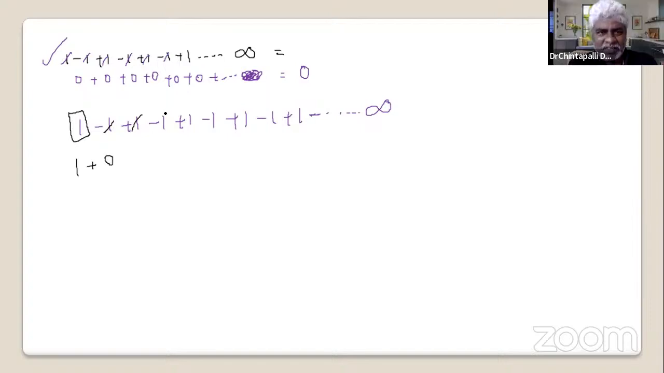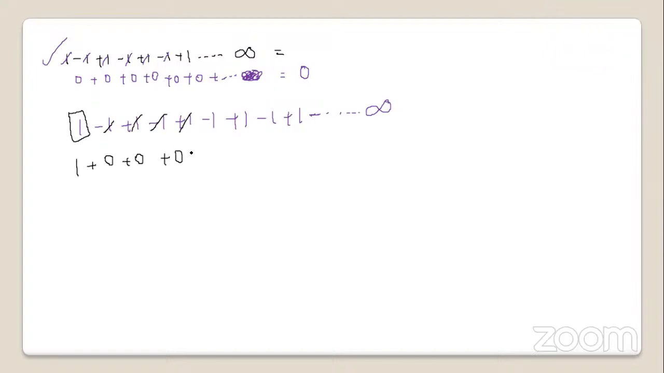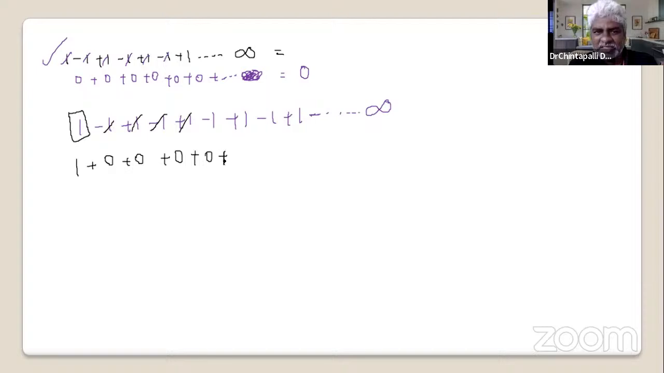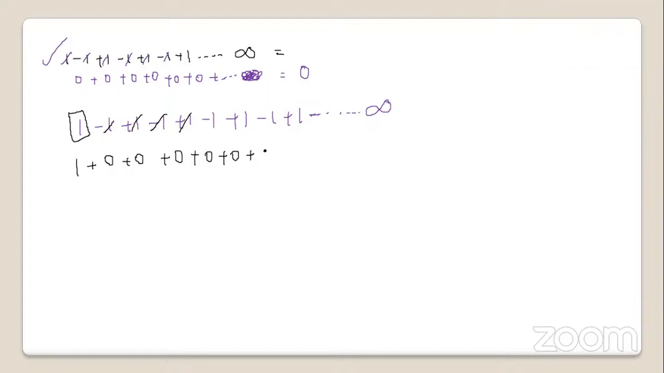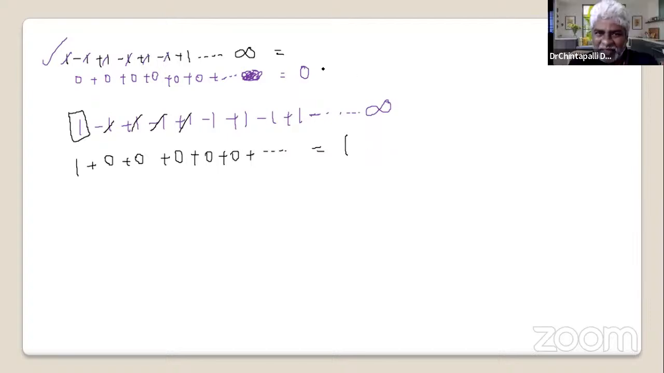Next, fourth and fifth. Result is 0. Next, 0. Next, 0. So on, zeros. Its value? 1. So in one method we got 0, in another method we got 1 for the same question.